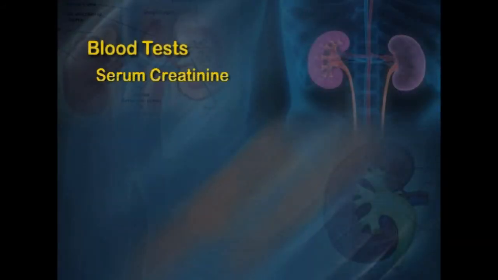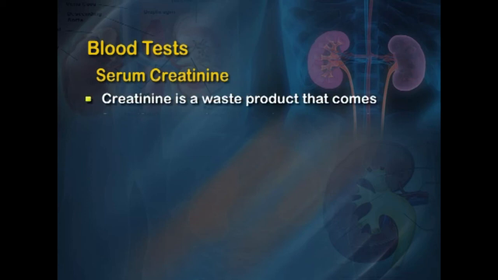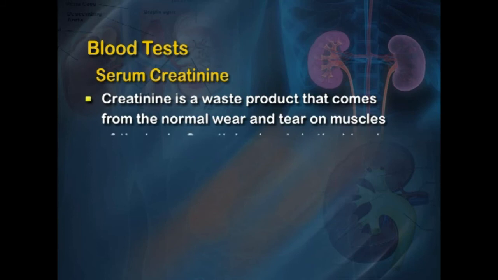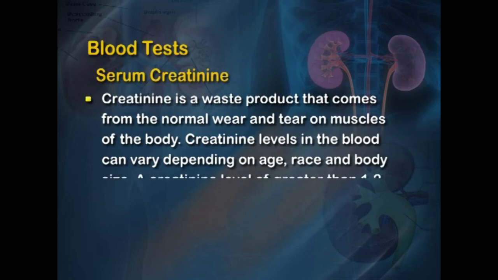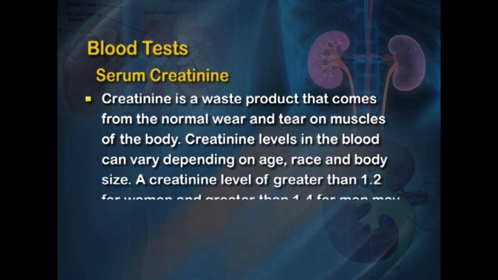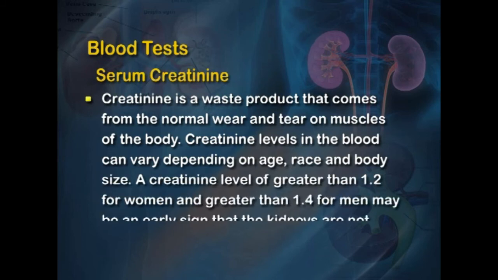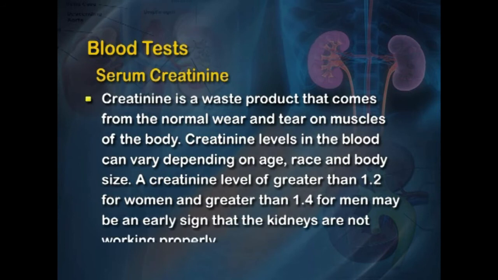Blood test. The first one, serum creatinine. Creatinine is a waste product that comes from the normal wear and tear of the muscles of the body. Creatinine levels in the blood vary depending upon the age, race and body size. A creatinine level greater than 1.2 for women and 1.4 for men could be an early sign that the kidneys are not functioning properly. The level of creatinine in the blood rises when the kidney disease progresses.